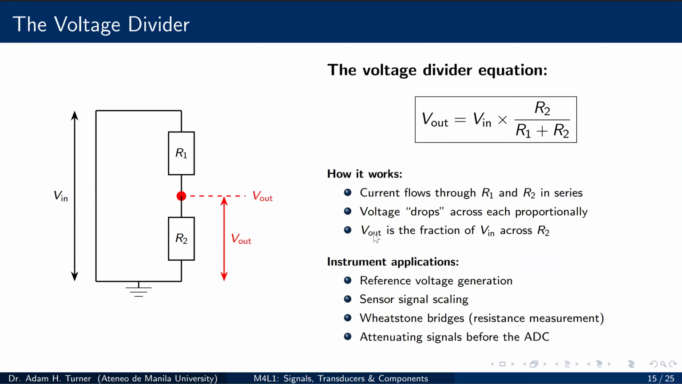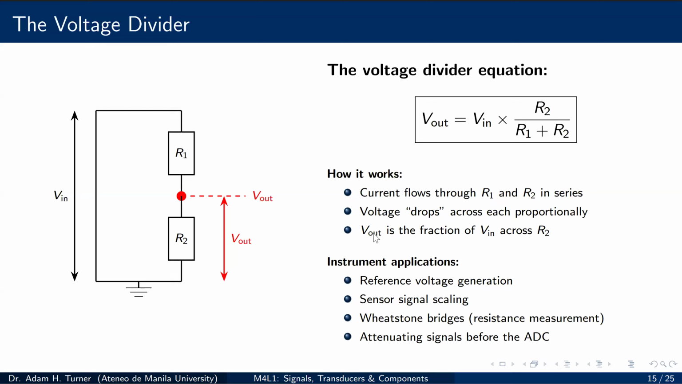So this leads us on to the voltage divider. The voltage divider is one of the most practical circuits in electronics, and you'll see it pretty much everywhere in instrument design. The idea here is relatively simple. Two resistors in series are connected between a voltage source and the ground. The output voltage is tapped from the junction between R1 and R2. The formula is Vout equals Vin times R2 over R1 plus R2.